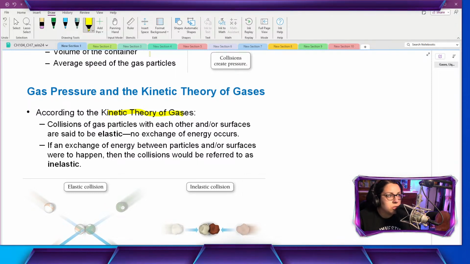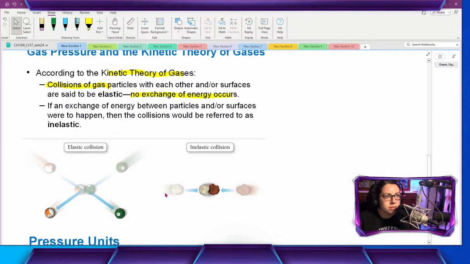And so we're also assuming that all collisions are perfectly elastic. So what does this mean? This means no exchange of energy occurs. So if two gas molecules collide, they just perfectly bounce off. Again, no exchange of energy. Inelastic, just for comparison, would be like a car crash, where the energy of the crash goes into crumpling the car as opposed to bouncing.